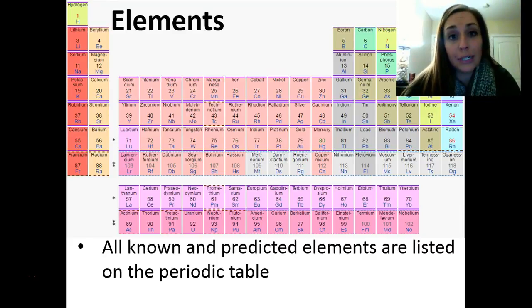All known and predicted elements are listed on the periodic table. So you've got boron, aluminum, cobalt, potassium, all sorts of stuff. It's all listed there for you. So if you're wondering, check it out.